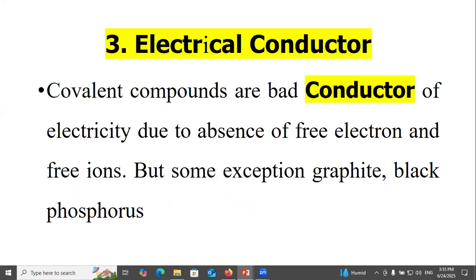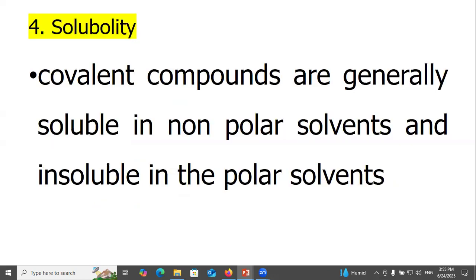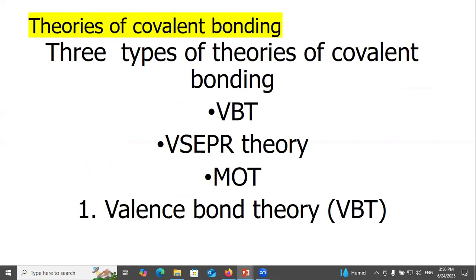Electrical conductivity. Covalent compounds are bad conductors of electricity due to absence of free electrons and free ions, but some exceptions, graphite, black phosphorus. Solubility. Covalent compounds are generally soluble in non-polar solvents and insoluble in polar solvents.